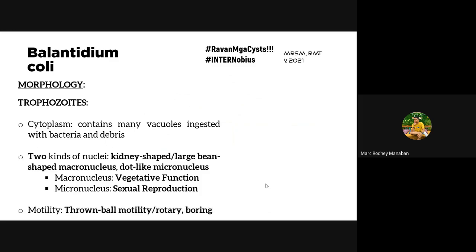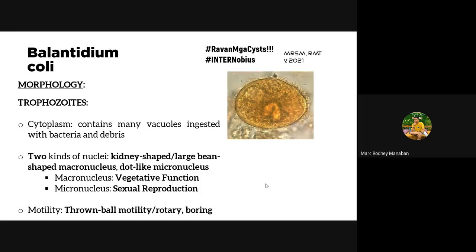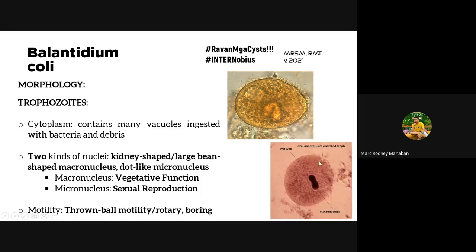Okay? Motility is described as thrown ball, rotary, rotates, and boring. Meaning it is like drilling, like making a hole. Yes, so boring. Okay, so here's an example using a wet mount. Again, very distinct characteristic, the kidney-shaped, bean-shaped macronucleus of your Balantidium coli. And very important, your cilia, very clear. And again, another stained preparation, the cytostome, the oral apparatus, the mouth, and very important, the kidney-shaped or bean-shaped macronucleus. Cytoplasm is quite granular, vacuolated, that may contain ingested bacteria or debris.